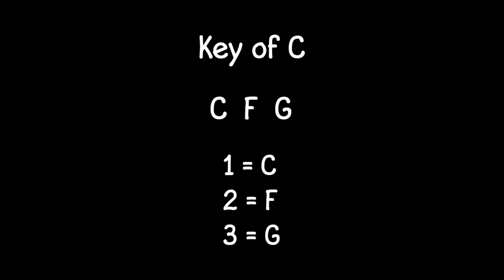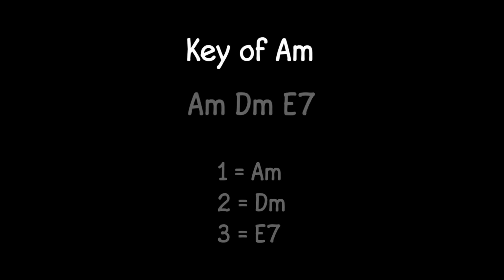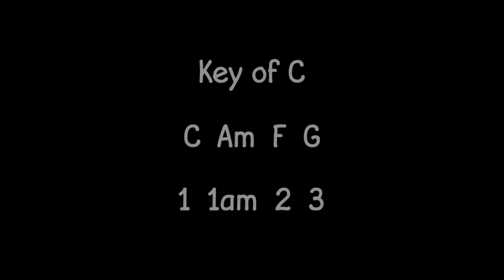If a song requires an additional chord, say A minor, you would have to borrow it from another key, the key of A minor in this instance. In the key of A minor, 1 equals A minor, 2 equals D minor, and 3 equals E7. It would have to be notated that the 1 of A minor should be played.